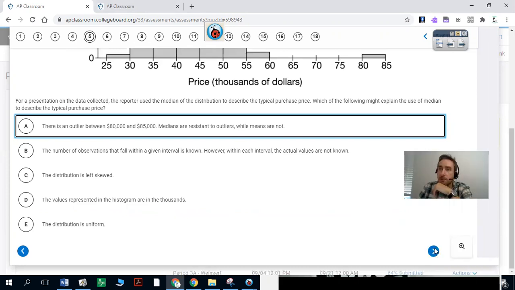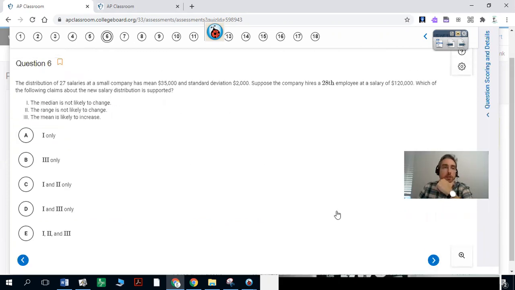All right, next question. The distribution of 27 salaries at a small company has a mean of 35,000 and a standard deviation of 2,000. Suppose the company hires a 28th employee at a salary of 120,000. Which of the following claims about the new salary distribution is supported? The median is not likely to change. The range is not likely to change. The mean is likely to increase.